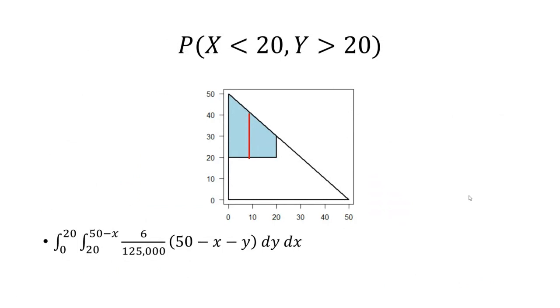All right. So because we have vertical rectangles, we want the order of integration to be dy dx. We have our density function that we were given. And then the bounds on y are from 20 up to 50 minus x. And the bounds on x are from 0 up to 20. Are there questions about this? Folks online, any questions?